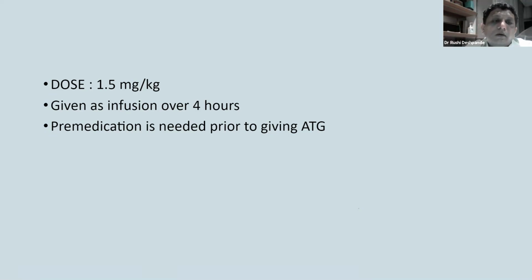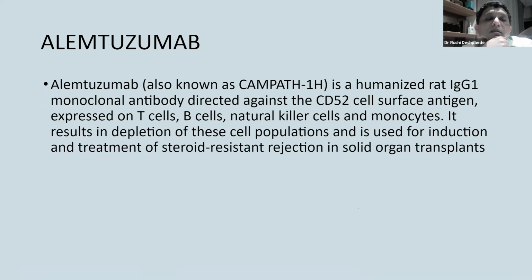Okay. The next drug in our list is alemtuzumab, also called Campath. It's a humanized monoclonal antibody, rat IgG1, directed against the CD52 cell surface antigen. What is CD52? This is an antigen which is expressed on T cells, B cells, natural killer cells, and monocytes. So a lot of our effector arms of immunity, right? They are carrying this antigen. So any cells with this antigen are basically targeted and destroyed, which results in depletion of these cell populations.